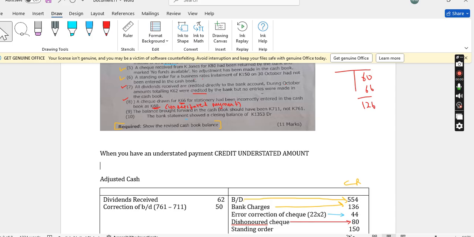Then when you have an overstated payment, colleagues, what should you do? It's just the opposite of what I've said above. So what should you do if you have an overstated payment?